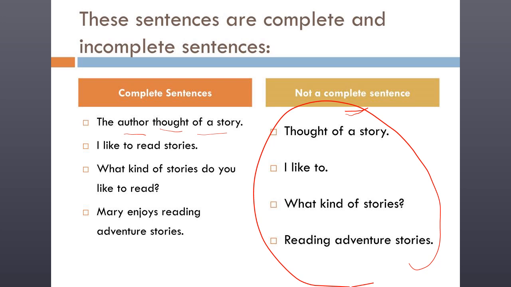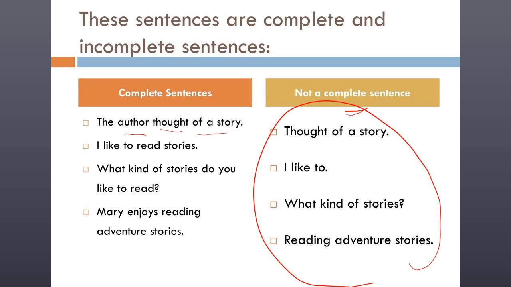These are complete and incomplete sentences, so you can take it as practice. For the complete sentences: the author thought of a story. Yes, we have a subject, we have a verb, and we have the rest of the sentence. It gives meaning. I like to read stories. What kind of stories do you like to read? It's a question, and it gives meaning. Mary enjoys reading adventure stories. All of them are complete, they give a complete thought.